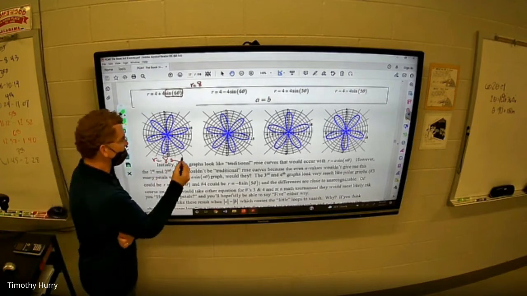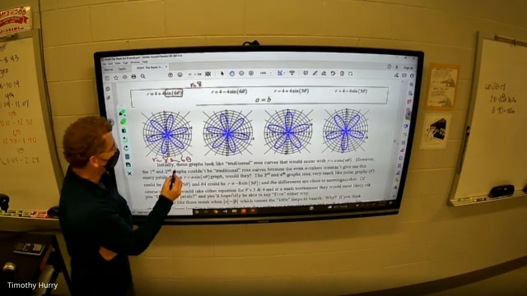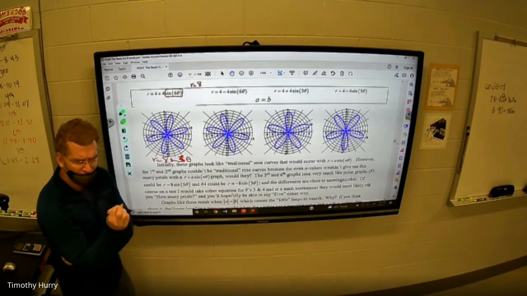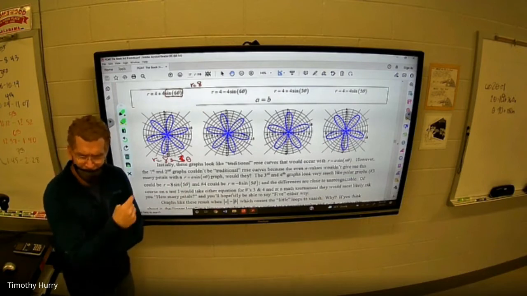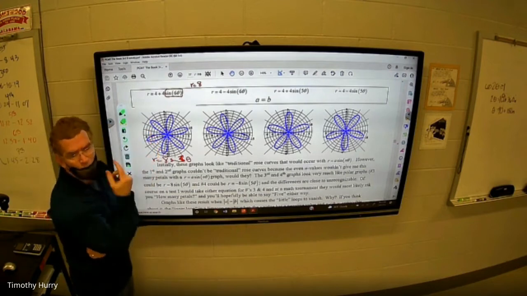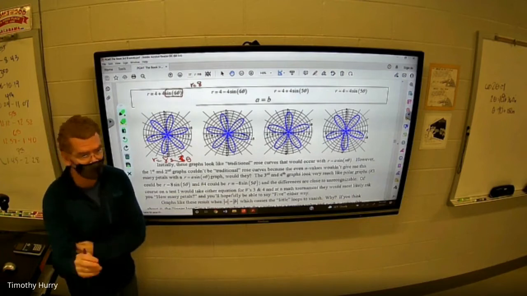If I put a 6 on a rose curve, how many petals is it supposed to have? 12. If I put a 3 on a rose curve, how many petals is it supposed to have? 3, because it's odd. So how do I make 6? I'll tell you how. Like this, or with a weird lemniscate. You can do it with a lemniscate too, but we don't do those kinds of lemniscates.